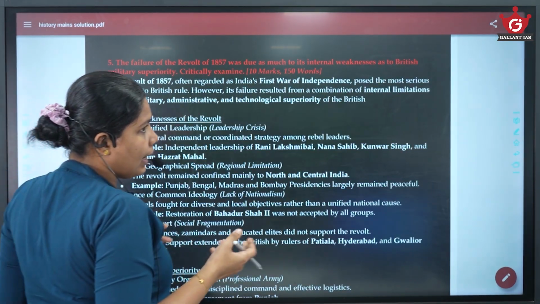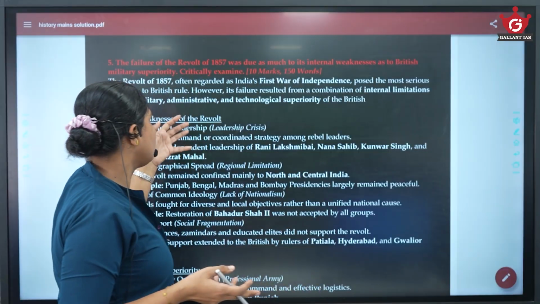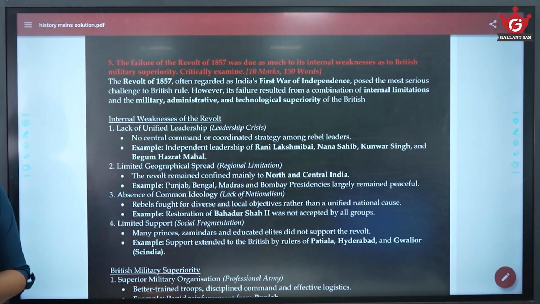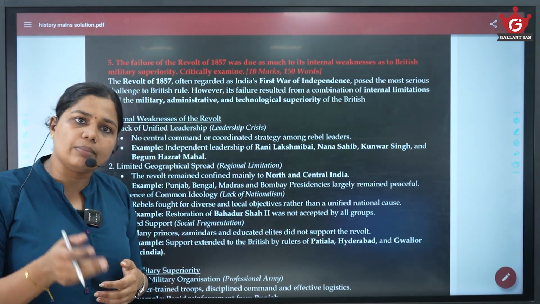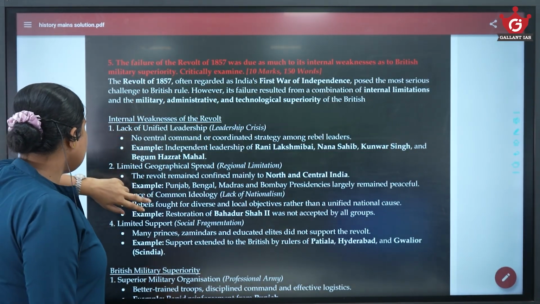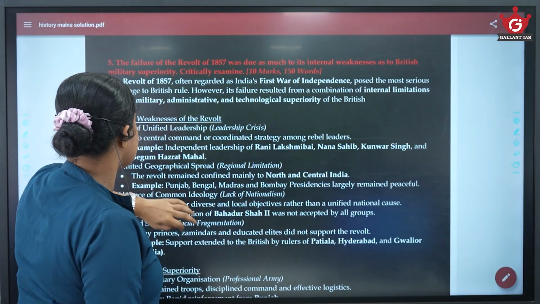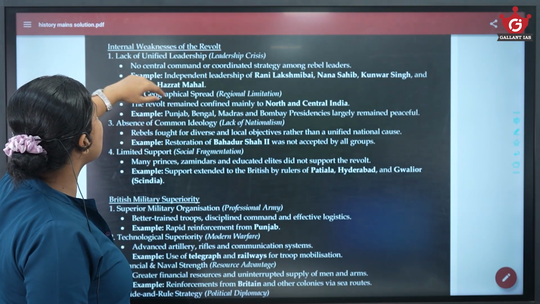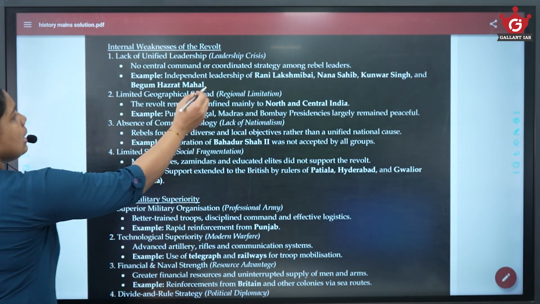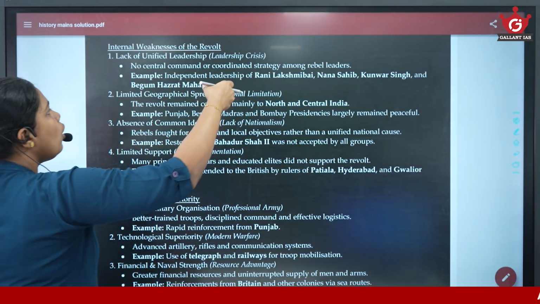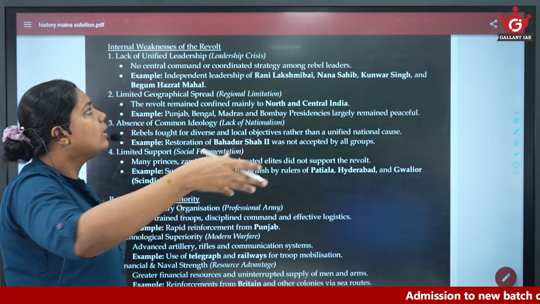If you want, you can add a map. Obviously, you can show the major areas of the revolt of 1857. If time and space permit, you always have the liberty to add maps, flowcharts, diagrams, etc. Now we move to the first part of the question, that is, the internal weakness. What were the internal weaknesses that led to the failure? First point, lack of unified leadership. There was a leadership crisis in India. There was no central command or coordinated strategy among the rebel leaders.